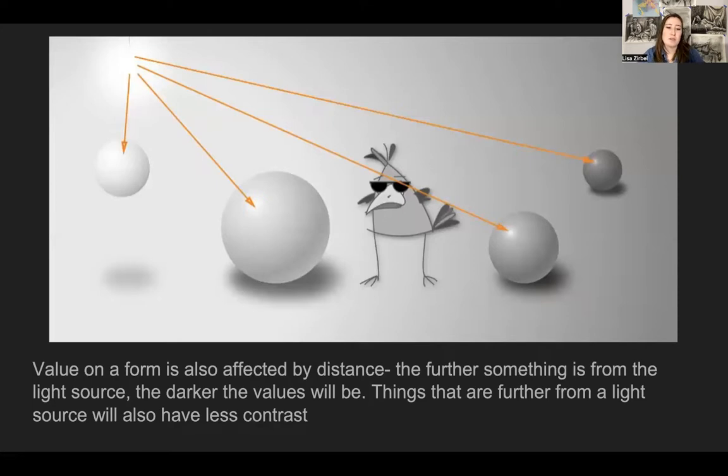Value on a form is also affected by distance. The further something is from a light source, the darker the values will be. Things that are further from a light source will also have less contrast. So when we're looking at this sphere that is closest to the light source, we do have brightest bright, and I wouldn't say that that is a blackest black, but there is a lot of contrast between that white and that darkest point. Versus the one that is farthest away, this is primarily a mid-tone. There is one small highlight and also a lot of cast shadow.